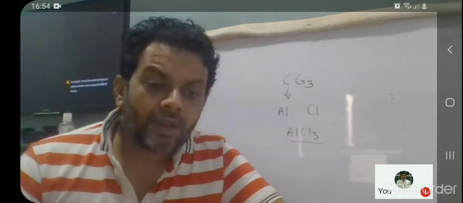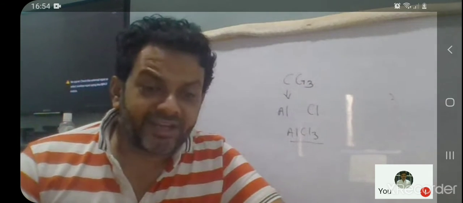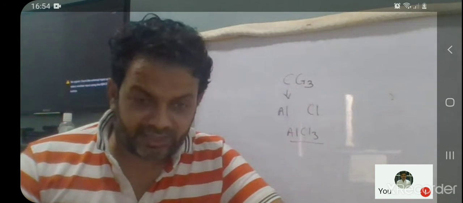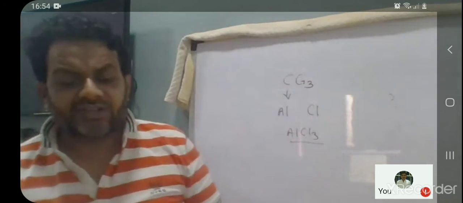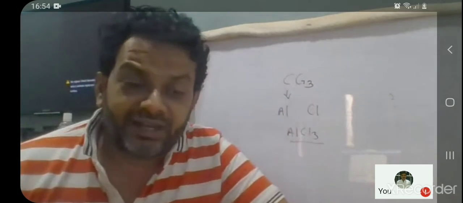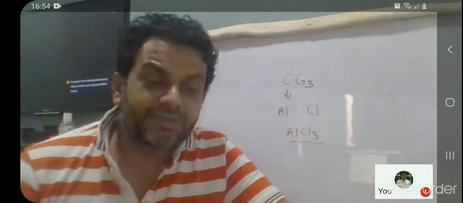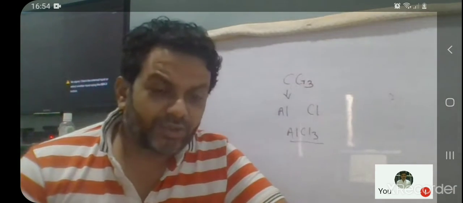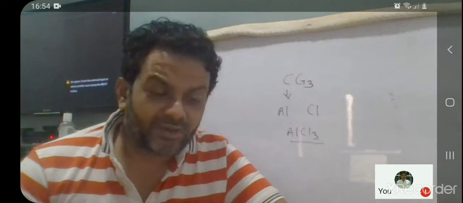Then next, what is the similarity between A and D? They have attained the inert gas configuration. They both are noble gases. A and D both are noble gases. Fine. And what other similarity is there? A and D are the only two elements that have a completely filled outermost shell here.